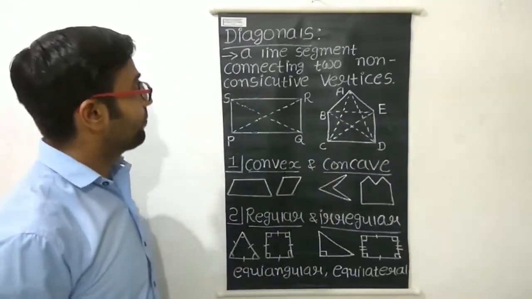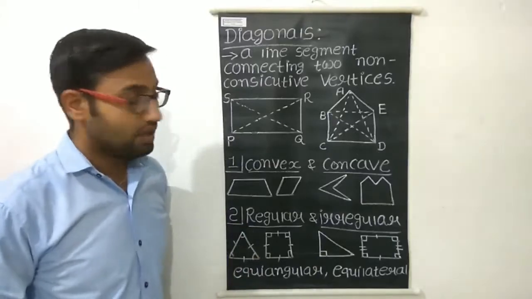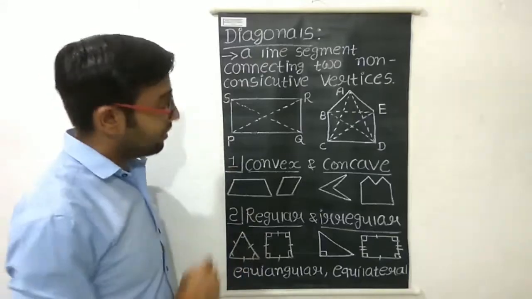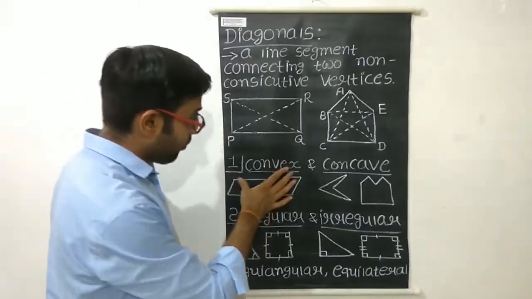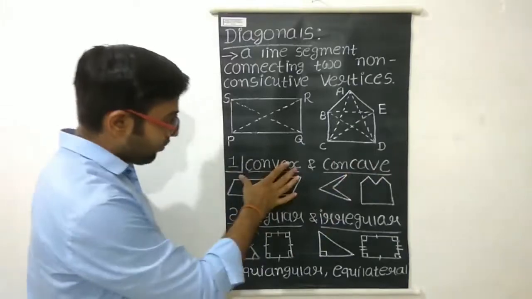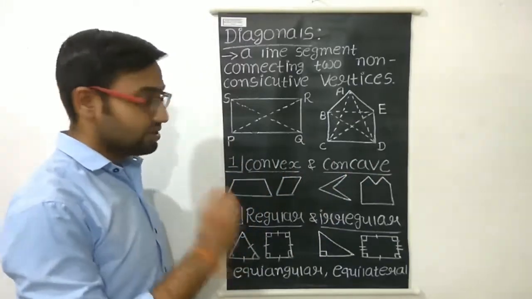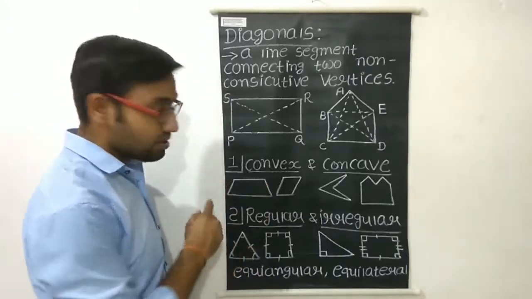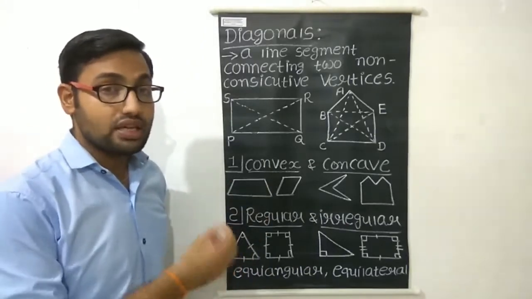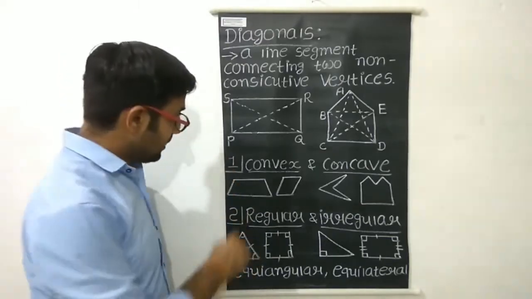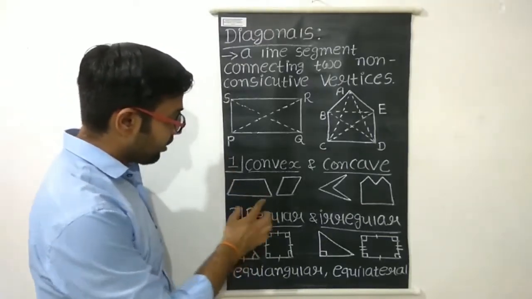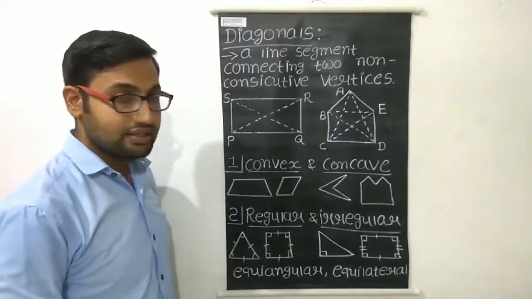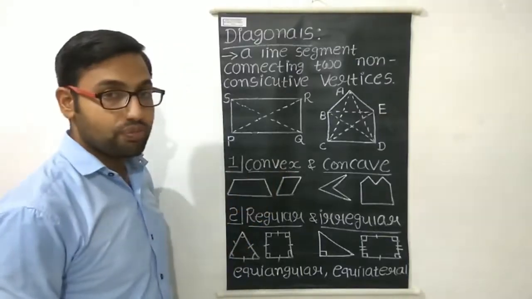Okay. So now the next topic is how to classify the polygons into convex and concave. Convex polygons are those in which, if we draw the diagonals, the diagonals remain inside the shape. Suppose we join these 2 points, this diagonal remains inside the shape. If we draw another diagonal, it will also remain inside the shape. So this is called a convex polygon.